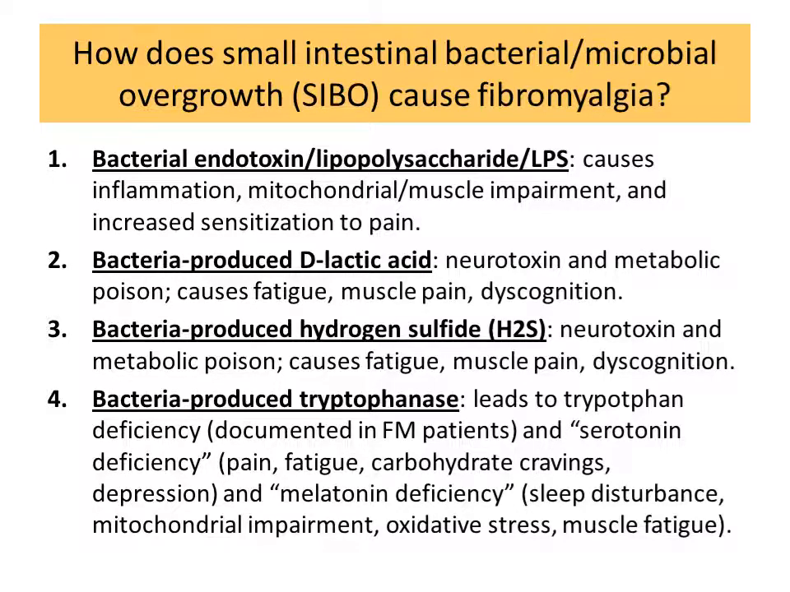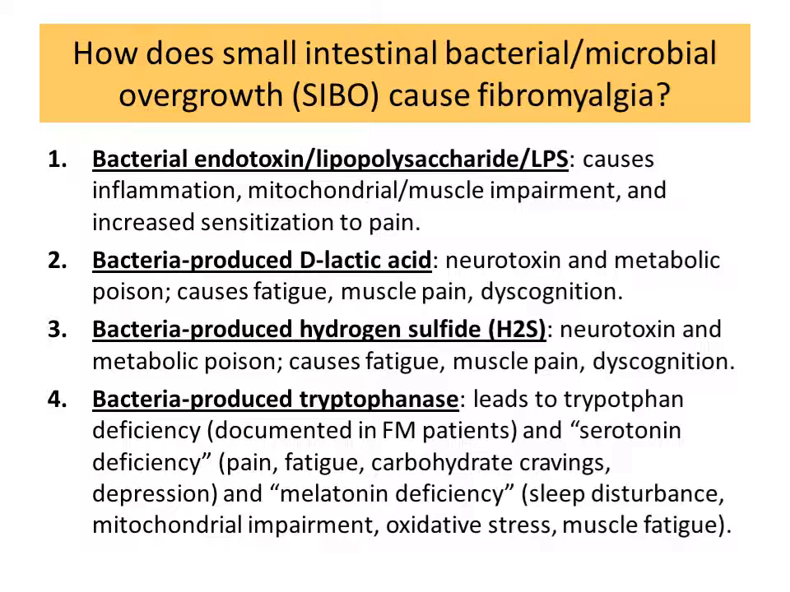Third on my list is bacteria-produced hydrogen sulfide. Hydrogen sulfide is a metabolite produced by bacteria, but also certain types of yeast. It's known to be produced within the gastrointestinal tract. It is seen and is a major contributor, for example, to ulcerative colitis, according to some good research. Hydrogen sulfide is similar to D-lactic acid in that it's a neurotoxin and metabolic poison. It can cause muscle fatigue, muscle pain, and difficulty with concentration. Anything that impairs mitochondrial function and therefore energy production can cause dyscognition, difficulty thinking. A lot of patients refer to it as just brain fog.